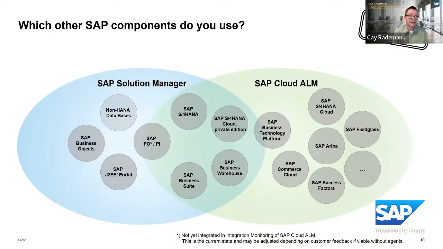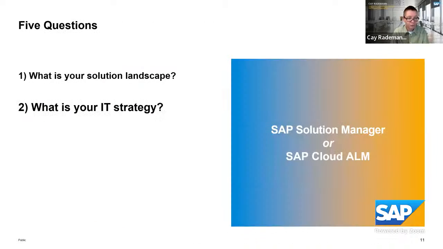And if you take a look at the left-hand side, you see there are also some components based on non-HANA databases, SAP Business Objects or Java, SAP Java tools that are not so well supported by SAP Cloud ALM. So depending on which tools you have in your landscape, this might be a first direction to look for regarding your ALM platform.